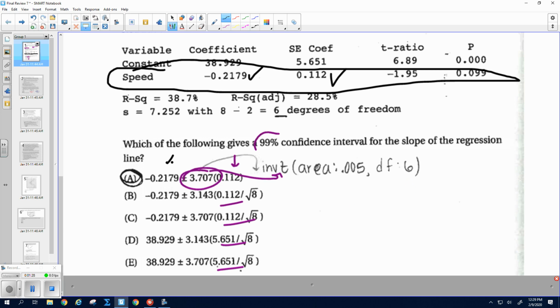We want 99% confidence, so that's 0.005 for our area. And remember, degrees of freedom is always n minus 2 for the slope, so that gives you 6, and that gives you the 3.707.